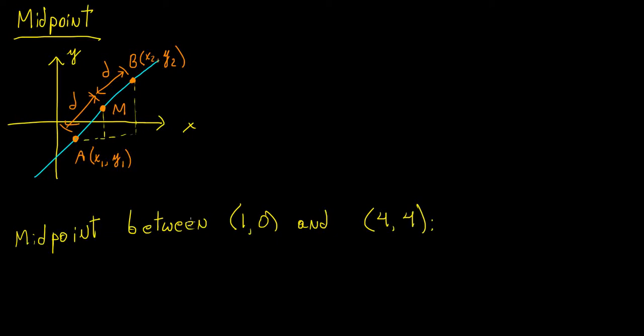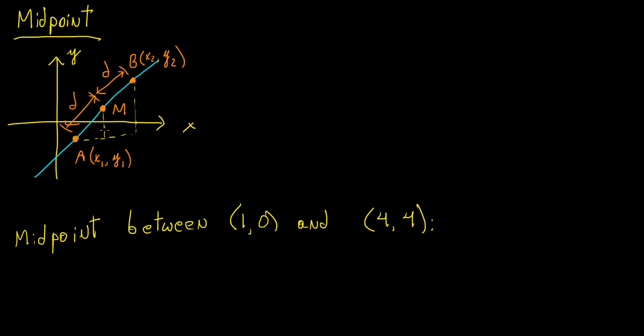Suppose that we're given 2 points that lie on the same line, and then we're asked to find the point that is in the middle between those 2 points. In other words, we've got to find some midpoint M that is at the same distance from A as it is from B. So basically it is going to be right in the middle of that line segment between A and B.